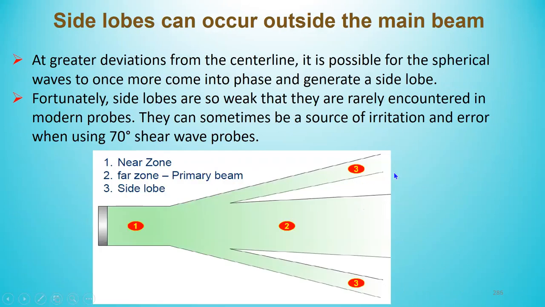These are side lobes, up to near field. They can sometimes be a source of irritation and error when using 70 degree shear wave probes.